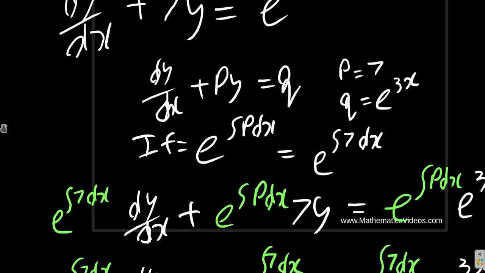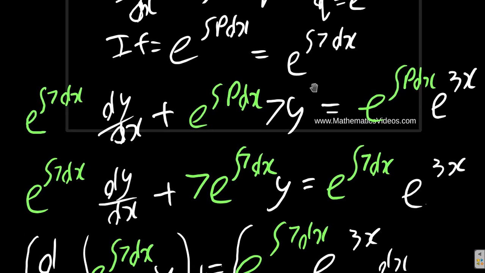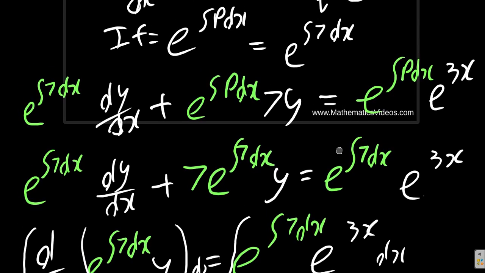Now, since we have p being equal to 7, the integrating factor is e to the integral of p dx, which is e to the integral of 7 dx. Alright? Now, you could work out what the integral of 7 is from here, if you wanted to, but let's continue as it is. e to the integral of 7 dx times dy by dx.